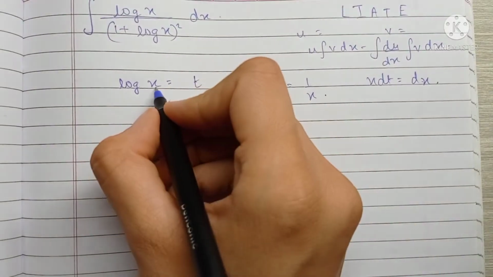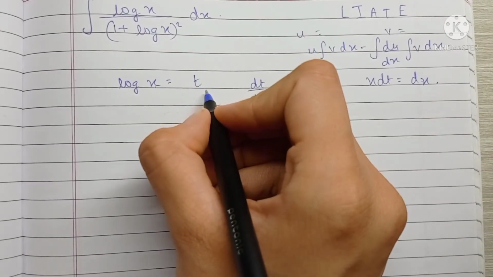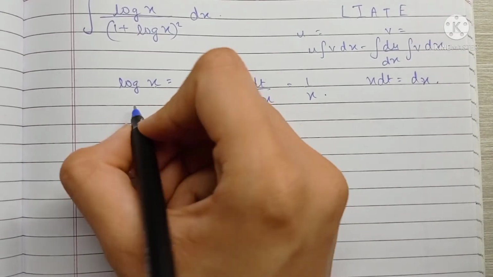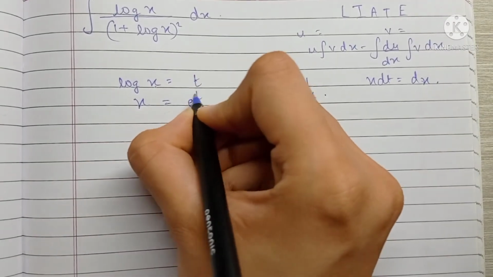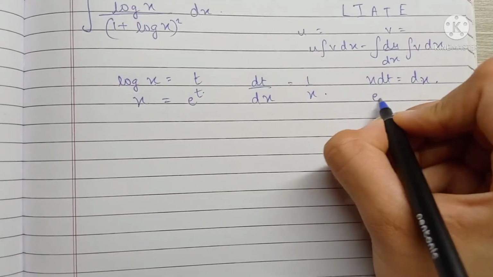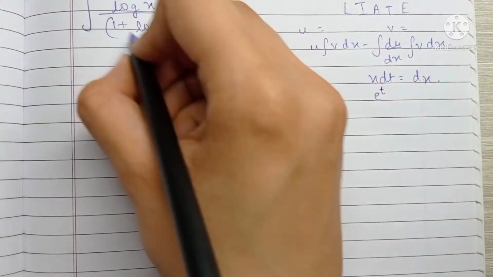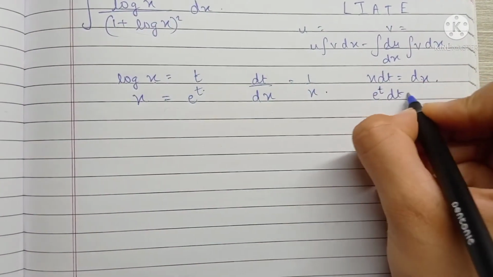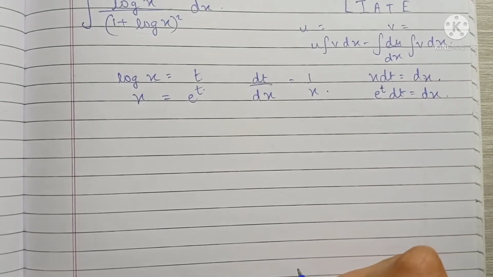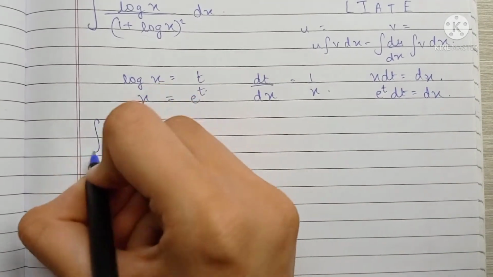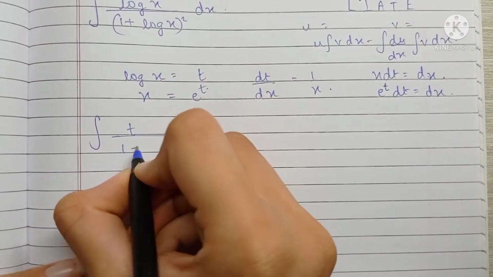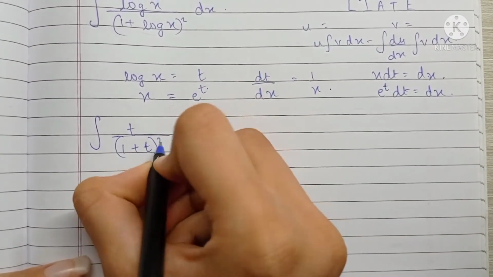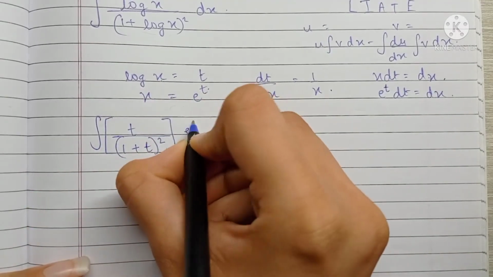So we can write x as e raised to t because e is the inverse of log. So taking log to the right side, it becomes e raised to t. Now we have all the terms of x in the terms of t. So let's substitute this in the integral. So we have the integral of t upon (1 plus t) the whole square into e raised to t dt.